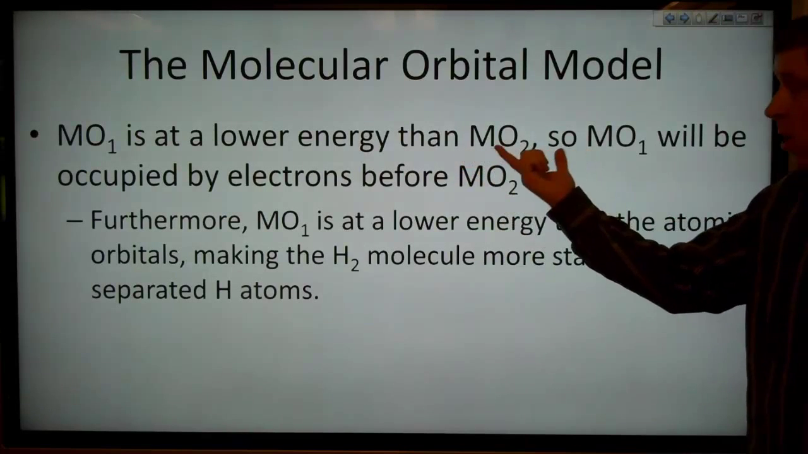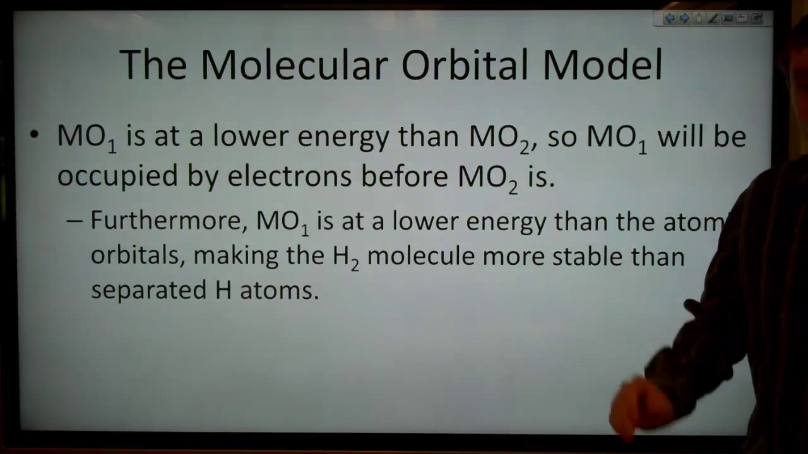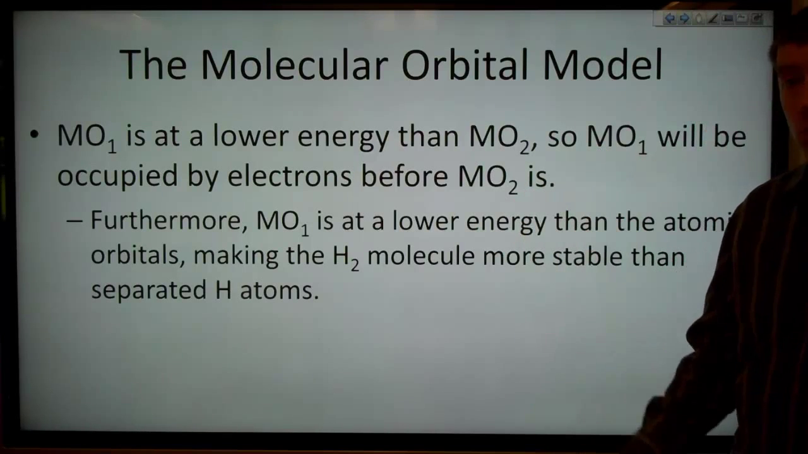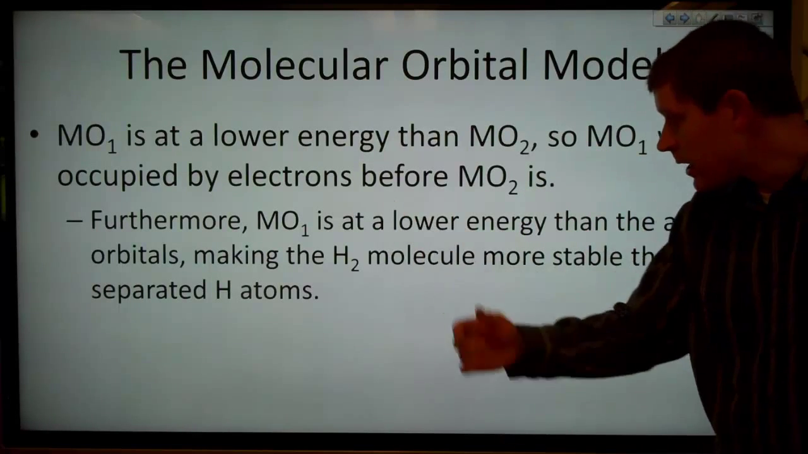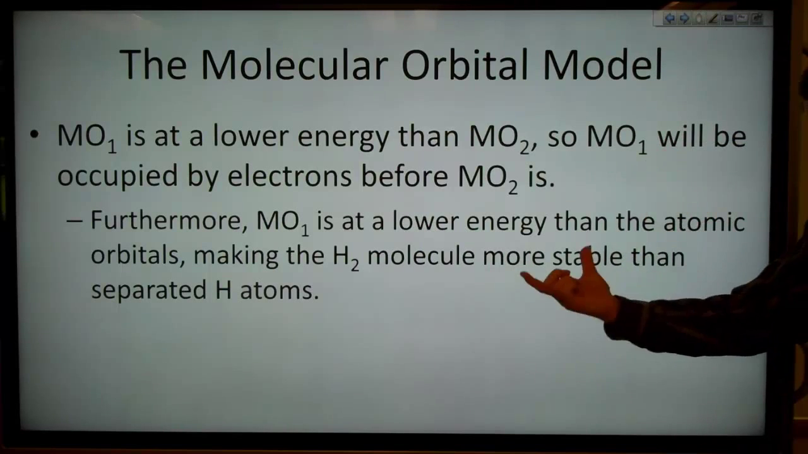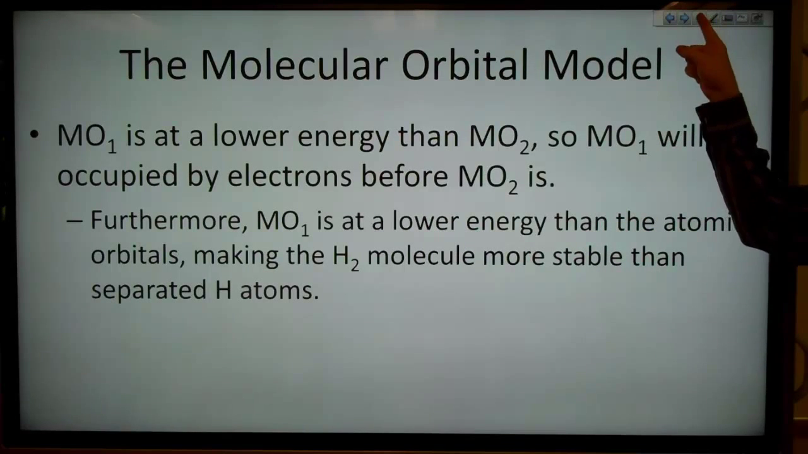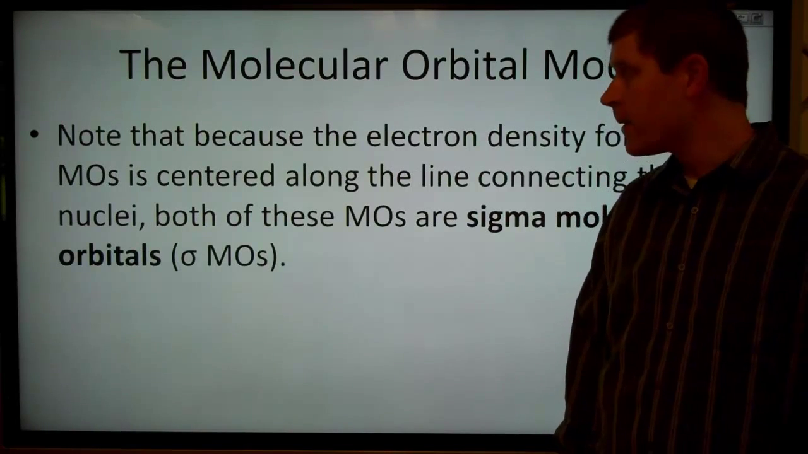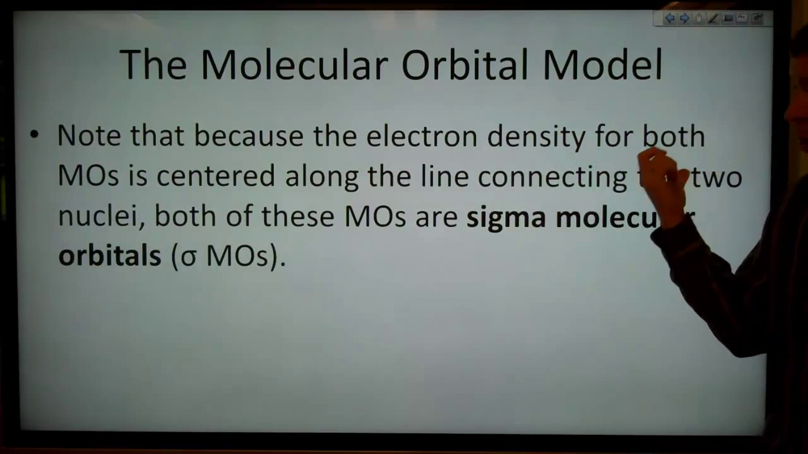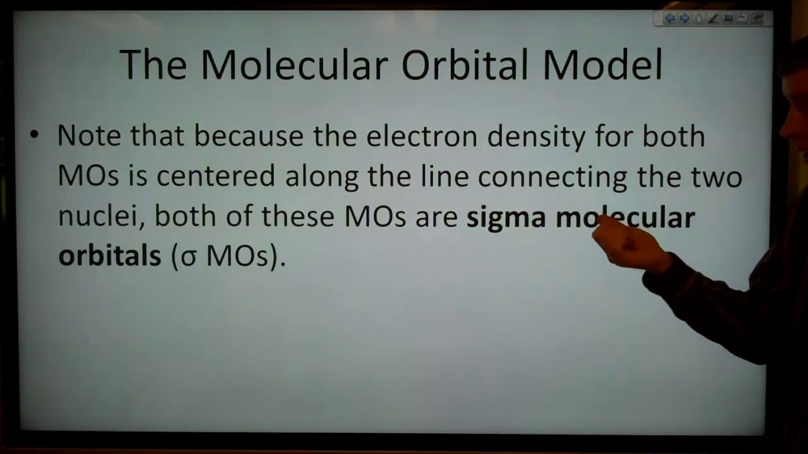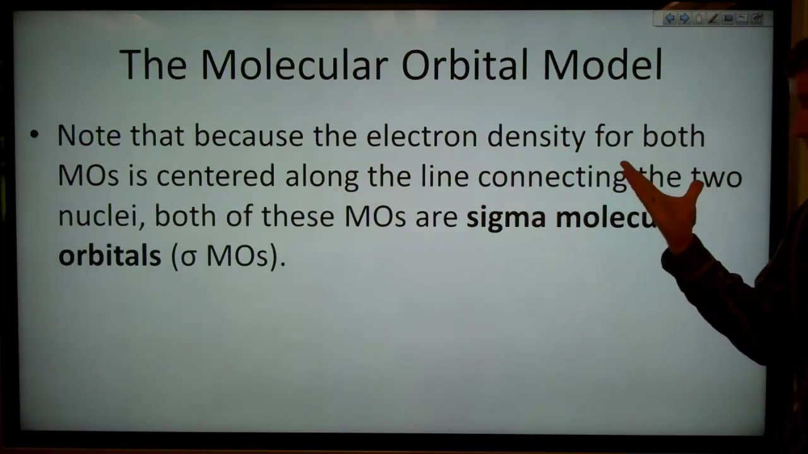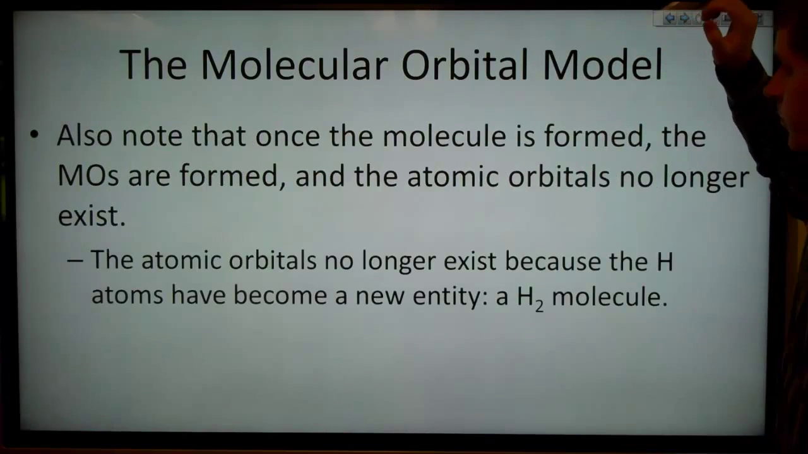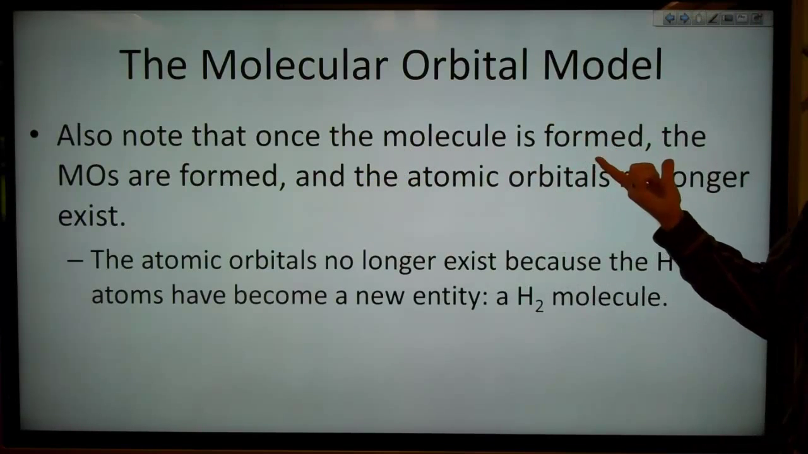So MO1 is at a lower energy than MO2, so we're going to fill that orbital first. The MO1 will be occupied by electrons before MO2 is. Furthermore, MO1 is at a lower energy than the atomic orbitals, which means the hydrogen molecule is more stable than the separated hydrogen atoms. So we've successfully explained why hydrogen will bond. So note that because the electron density for both molecular orbitals is centered along the line connecting the two nuclei, both of these molecular orbitals are sigma molecular orbitals, not pi molecular orbitals.